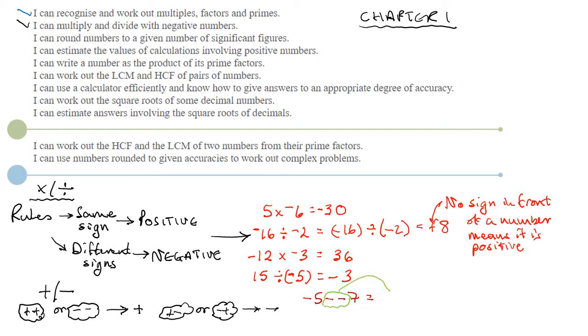So I swap them out for a plus sign. That's the rule. So it becomes -5 plus 7, which is 2.